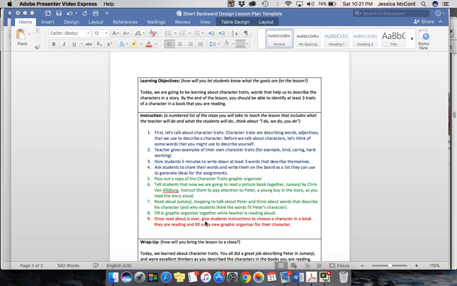Before we talk about characters, let's think of some words that you might use to describe yourself. I would give examples as the teacher of my own character traits, for example, kind, caring, and hardworking, to get them thinking about words that we use to describe people. And then I would give them 5 minutes to write down at least 3 words that describe themselves. And after that, I would ask the students to share their words as a class, and then I would write them on the board as a list that they can use to help generate ideas for the assignment that they're going to complete on their own.